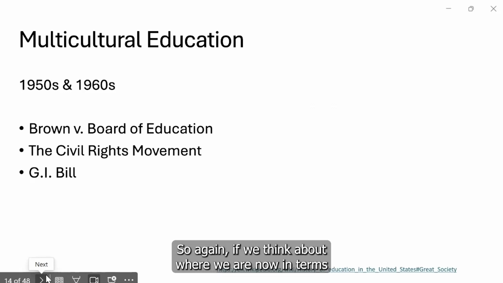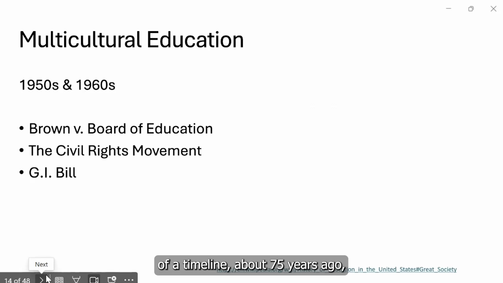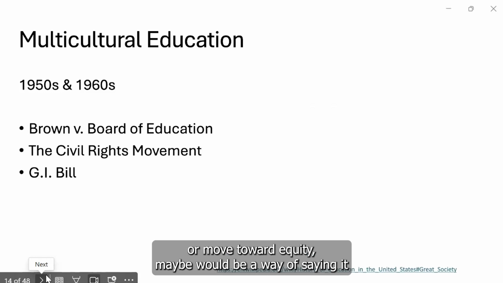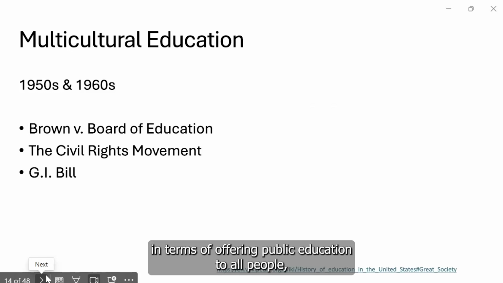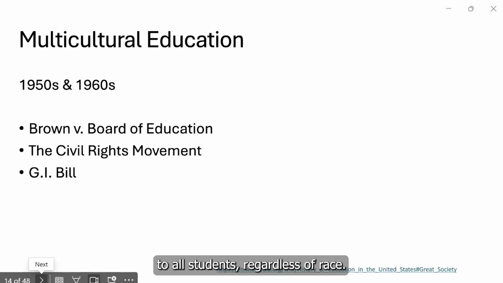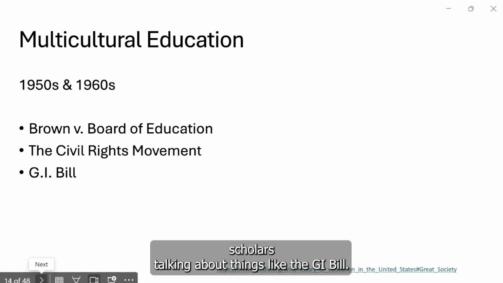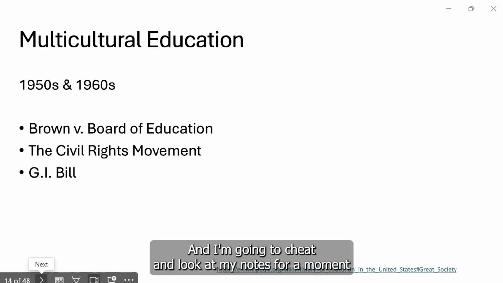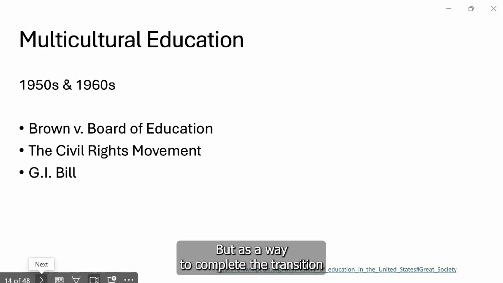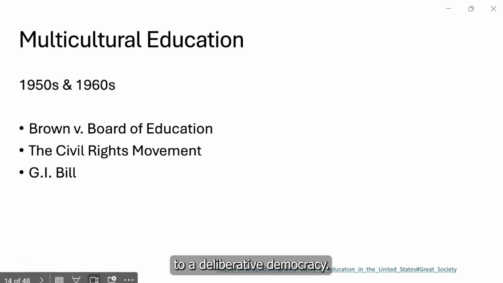So again, if we think about where we are now in terms of a timeline, about 75 years ago, we see this momentum shift, right? And a real change in the country to try to offer or move toward equity, maybe would be a way of saying it, in terms of offering public education to all people, to all students, regardless of race. At this time, we also see education scholars talking about things like the GI Bill, and I'm going to cheat and look at my notes for a moment, but as a way to complete the transition to a deliberative democracy.